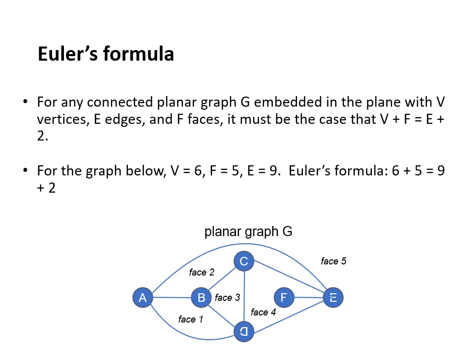Okay, then the famous Euler formula tells us that for any connected planar graph G embedded in the plane with V vertices, E edges, and F faces, it must be the case that V plus F is equal to E plus 2. And so for the graph below, we have 6 vertices, we have 9 edges, and we have 5 faces. And then Euler's formula correctly tells us that 6 plus 5 is equal to 9 plus 2. So that's how we could apply this formula on this graph.